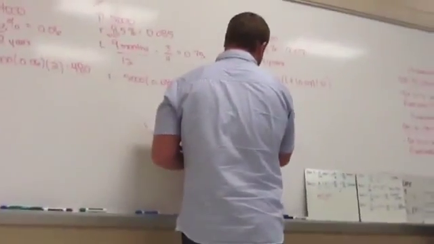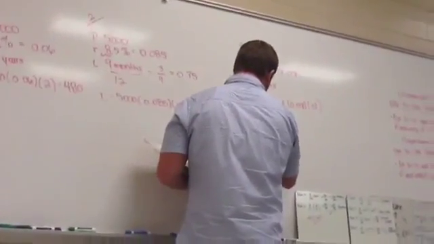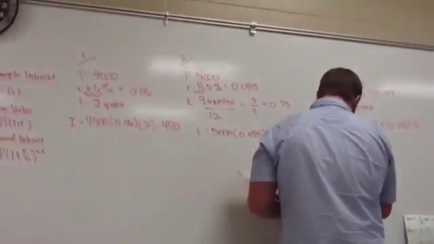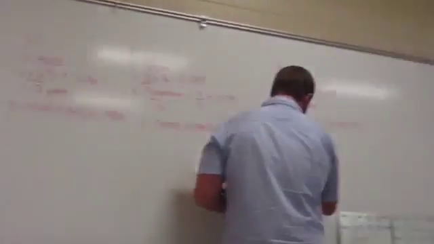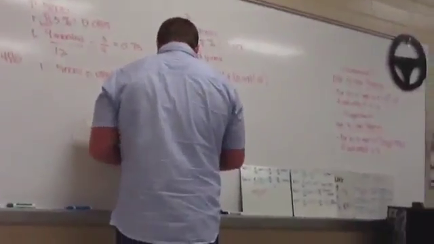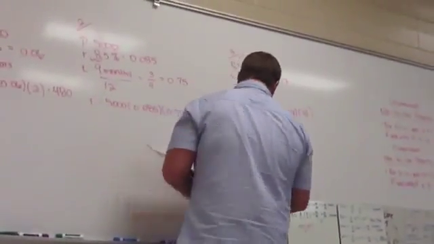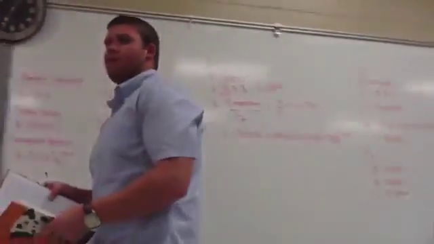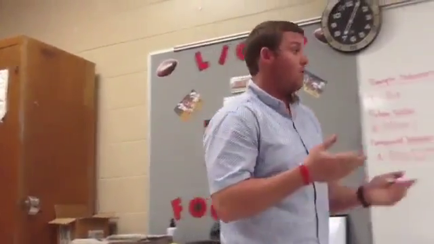Alright, what if you know the principal is 2,000? The amount is 2,150. And the time is 1 year. What are we looking for? If we know all that, what would we be looking for? The rate. I don't know the rate.